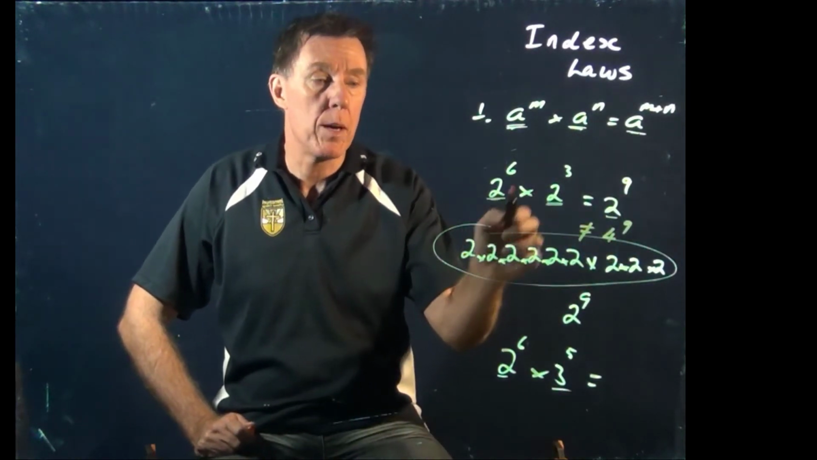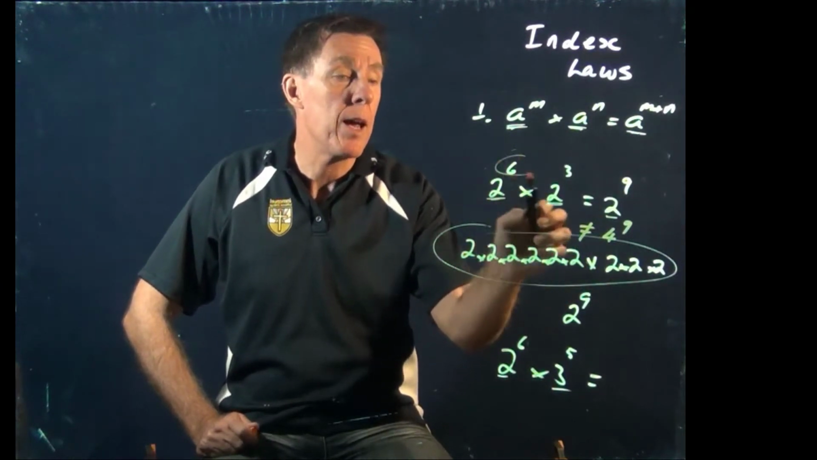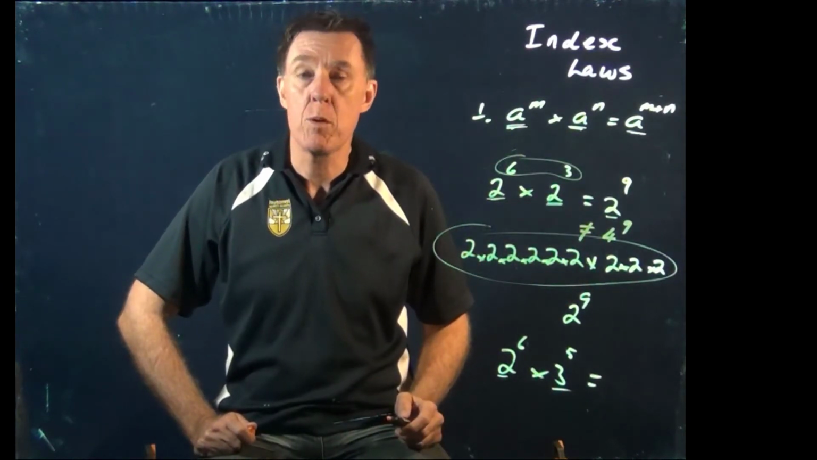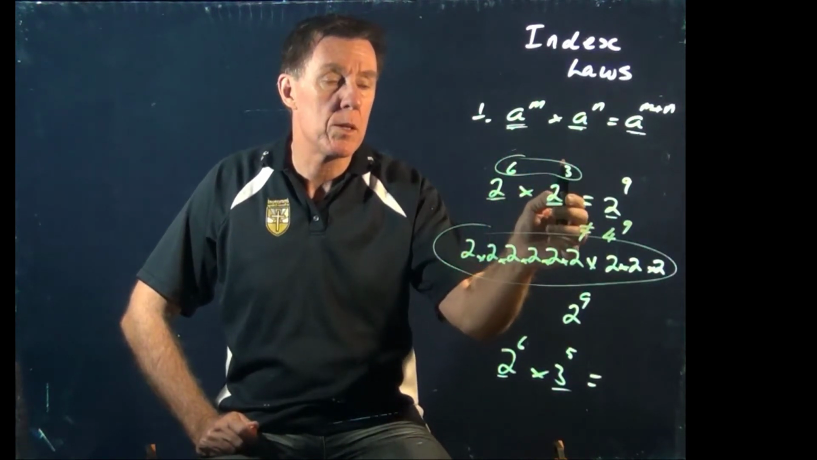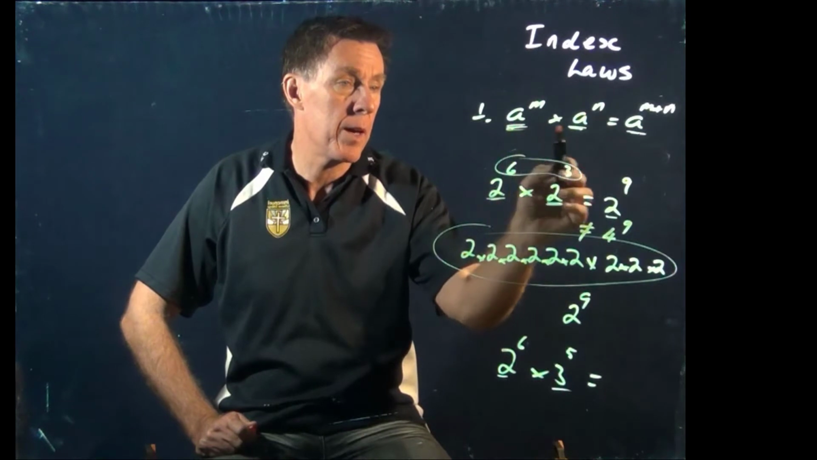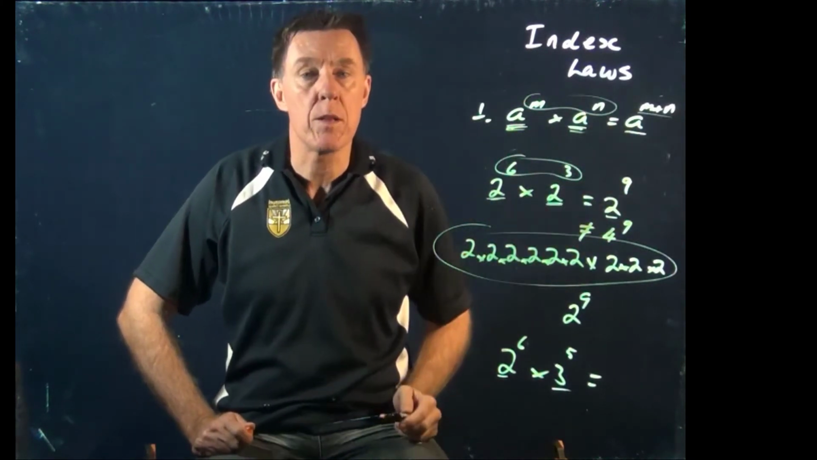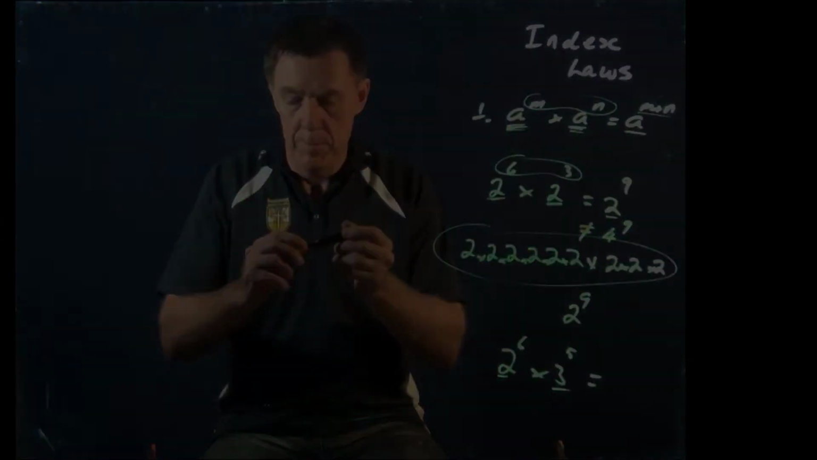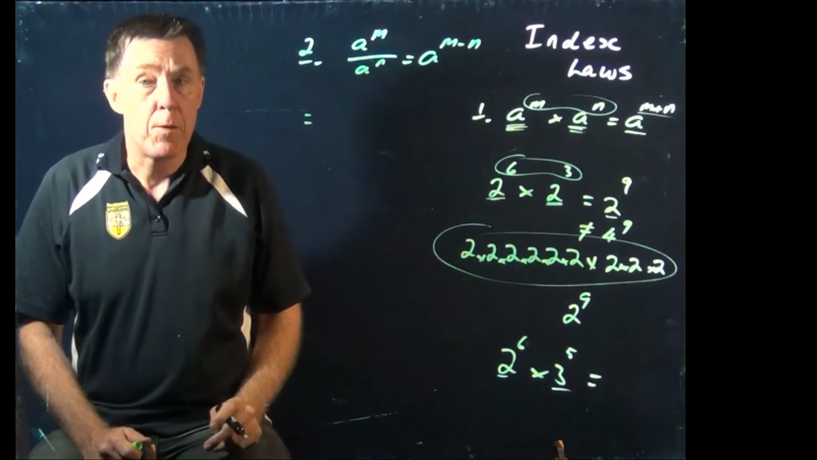We don't times the bases together. We keep the base exactly the same, and we add the indices together. So just be aware of that. Don't times the bases, don't times the indices. Keep the bases the same, and then take the indices and add them together. That's rule 1. Now there should be no surprises for guessing, the second rule is very similar to it.